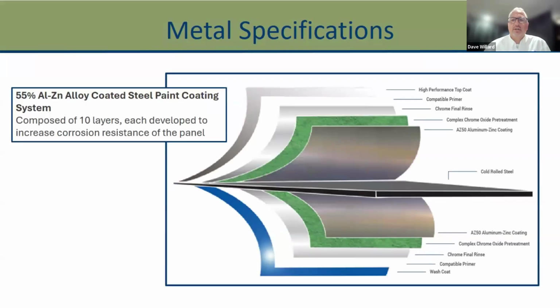For steel, kind of the same idea, but there's an extra step that's involved, and that's that aluminum zinc coating that goes on. Then they go ahead and wash it, clean it, and paint it. So as opposed to 8 layers, you've got 10 layers because you have to have that AZ aluminum zinc coating.